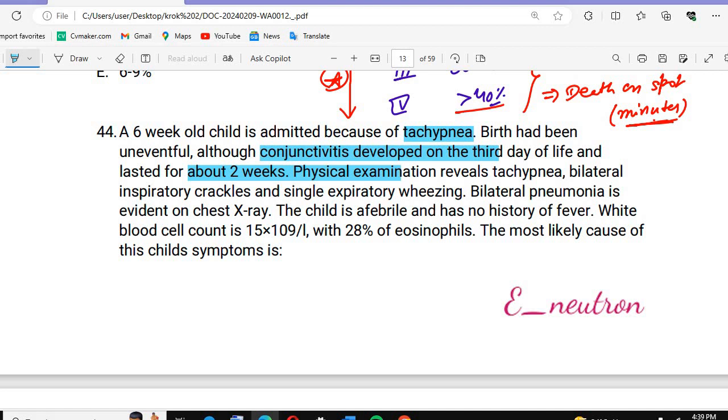Physical examination reveals tachypnea. There are bilateral inspiratory crackles and single expiratory wheezing. Bilateral pneumonia is evident on the chest x-ray. The child is afebrile, meaning no fever is present and there is no history of fever. White blood cell count is given with 28% eosinophils. The most likely cause of this child's symptoms is.